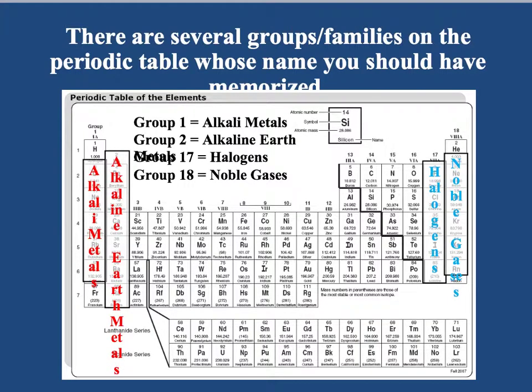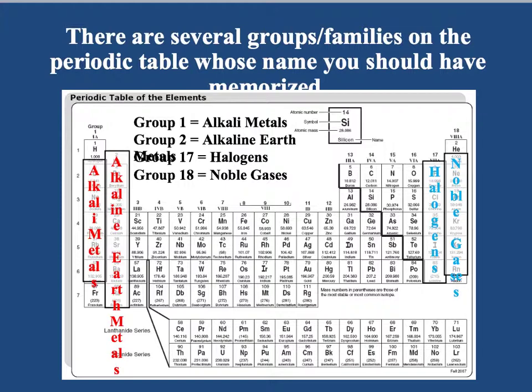So, there are several groups and families on the periodic table whose names are important and you need to remember them. And they are group 1, group 2, group 17, and group 18. Group 1, and you're going to write these down for me. Group 1 is called the alkali metals. Group 2 is called the alkaline earth metals. So group 2, alkaline earth metals.